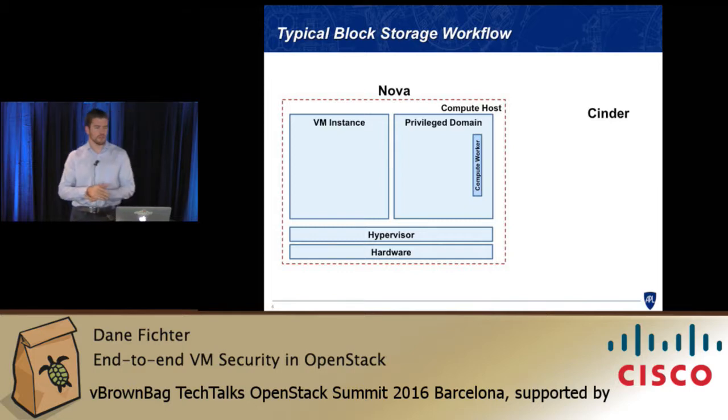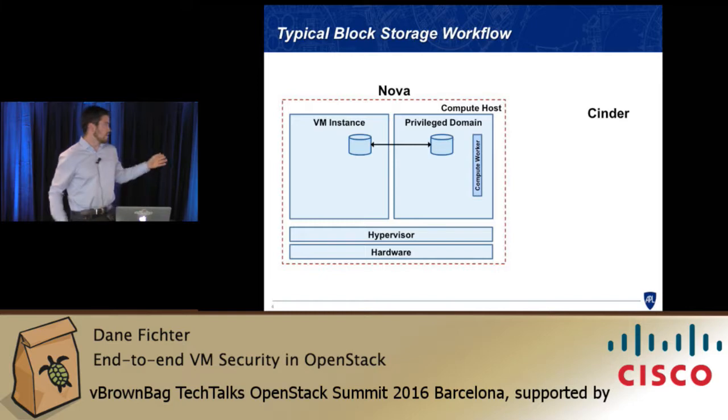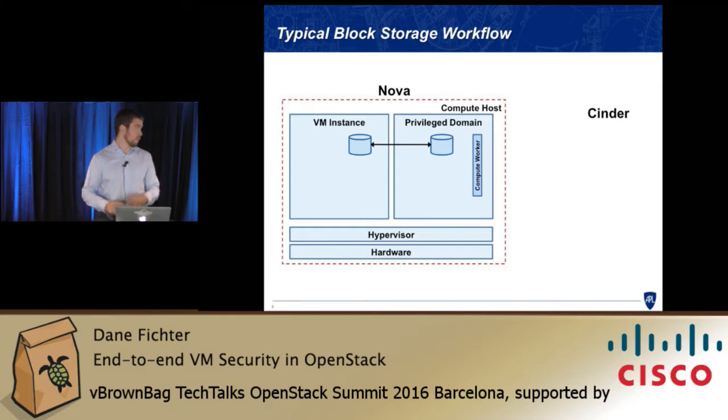Okay, so how does block storage work in OpenStack generally? Well, initially, as the instance is provisioned, the compute host will provision something that we're going to call ephemeral storage, but you can essentially think of it as scratch space for the VM. So when the VM is created, this ephemeral backing file is created, and when the VM instance is deleted, so is the ephemeral backing file.